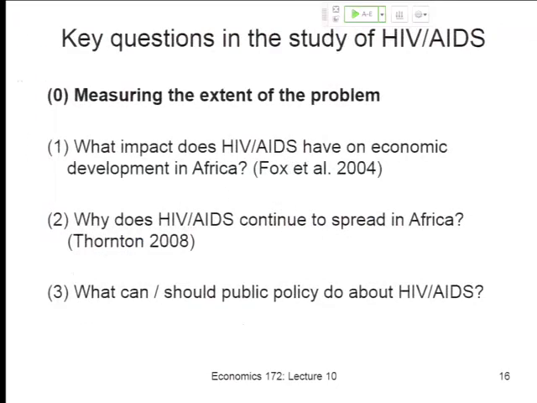Okay, so what are we going to talk about? Today we're going to talk about the extent of the problem. We're going to continue that discussion, and then we're going to get into this point 1 on impact with the Fox et al. article, which is on your reader, and we'll probably continue that on Tuesday. Then we're going to get to this question of why it continues to spread, and we'll put up a simple economic model of decision making and see how far it can take us in helping us understand the decision of whether or not to have risky sex.